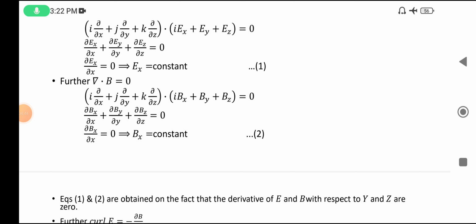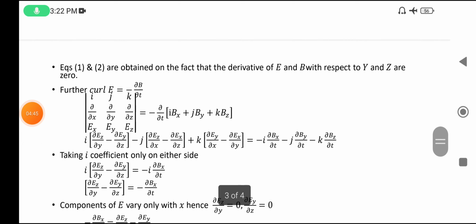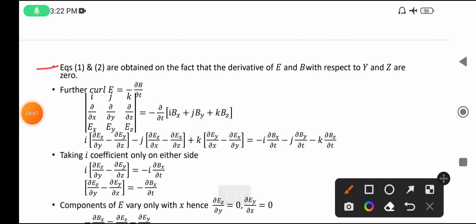Equations 1 and 2 are obtained on the fact that the derivatives of E and B with respect to y and z are zeros, what I said just now.